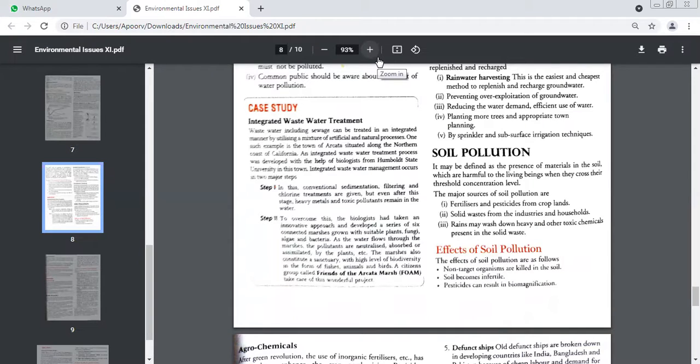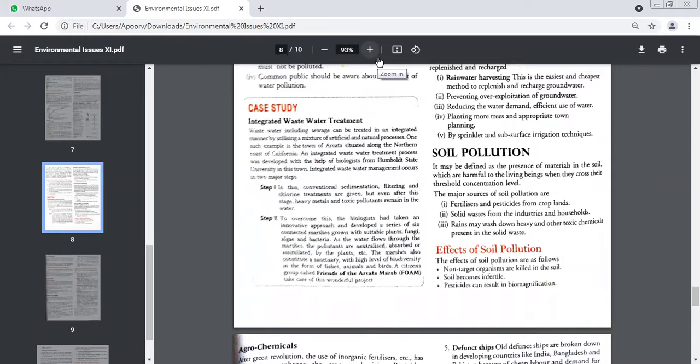Heavy metals and toxic pollutants. Everybody remembers what are heavy metals? Okay, so heavy metals and toxic pollutants. That is the reason we need to do a second step. So what are the three things we do in the first treatment, first step? Sedimentation, filtering, and chlorine treatment. Okay. But even after doing these three processes, we still have a problem. What all is left in the water still? Heavy metals and toxic pollutants. So we need to do another step.